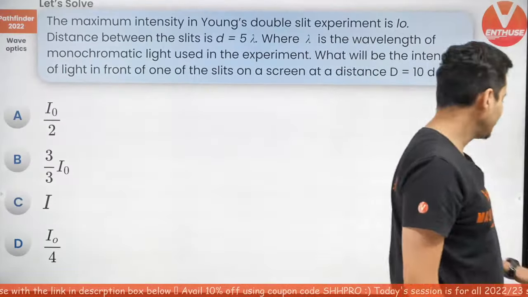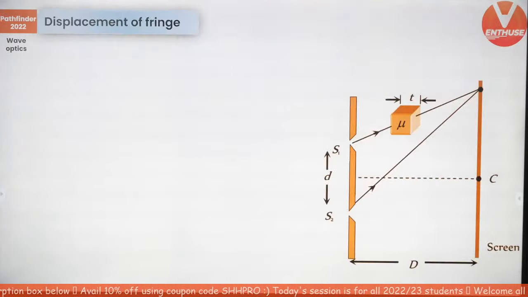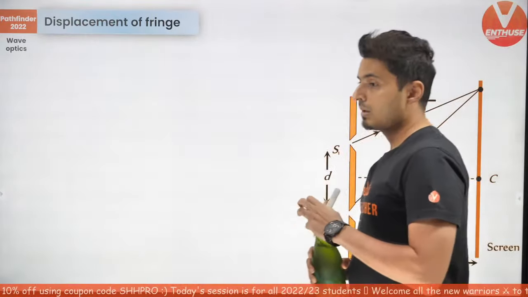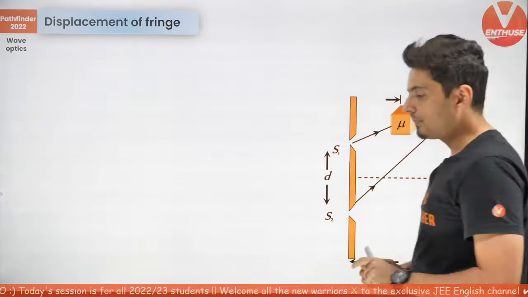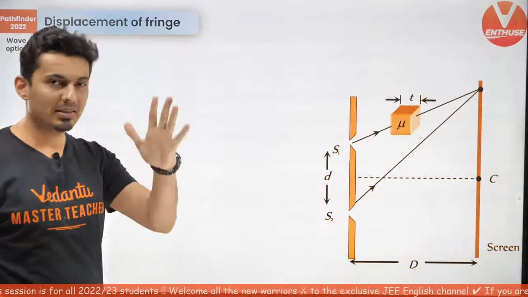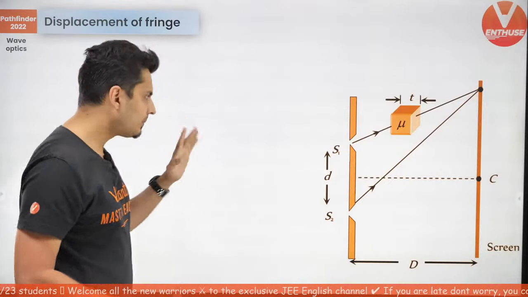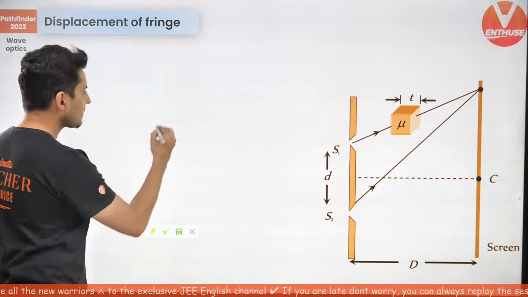Shall we proceed ahead? Okay, beautiful question which came up on your screen. Next is displacement of a fringe because of a glass slab. Okay, let's have a look at this. I'll tell you how to perceive whenever a glass slab is placed in front of one of the slits. I'll give a simple logical explanation.